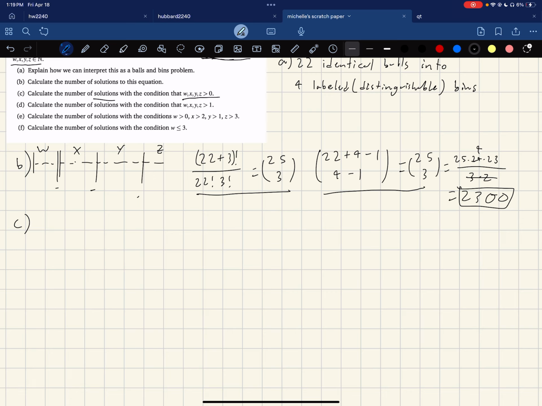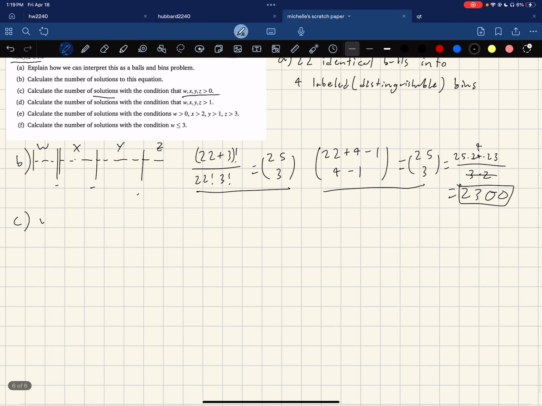If we give 1 to each of these bins beforehand, then obviously we'll never have an empty bin, right? We'll never have a bin equal to 0 because you can't take away balls, you can only add them. So let's try giving 1 to each. Let's set these variables: W prime equals W minus 1, X prime equals X minus 1, Y prime equals Y minus 1, Z prime equals Z minus 1.